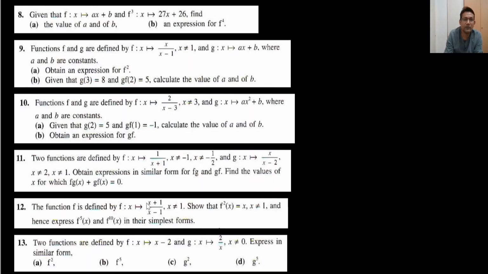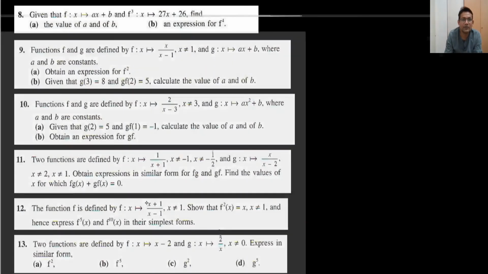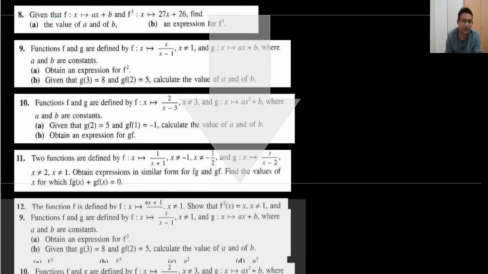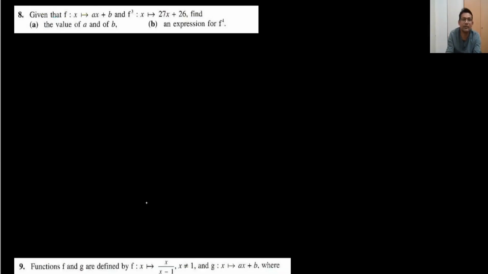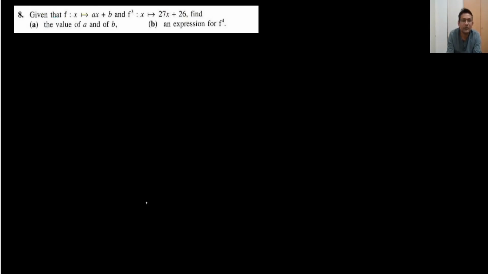Okay, moving to a few questions, like question number 8. We have some good questions in that book. In question number 8, the f of x is ax plus b, and f cube is 27x plus 26. Find the value of a and b. This type of question we have in the exam.